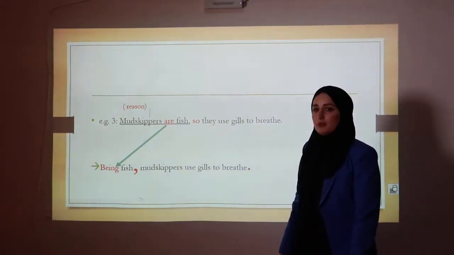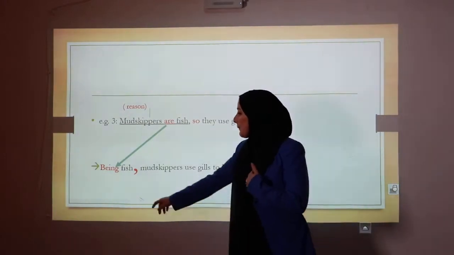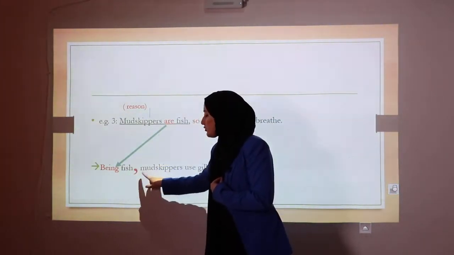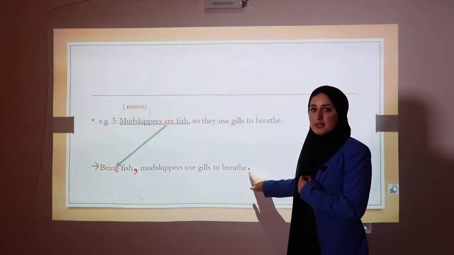Again, pay attention to the punctuation marks. Use capital letter at the beginning of the sentence. Put a comma between the 2 clauses and end your sentence with the full stop.